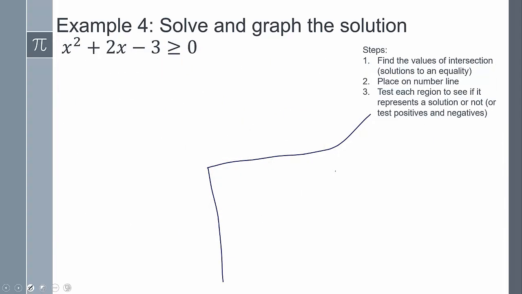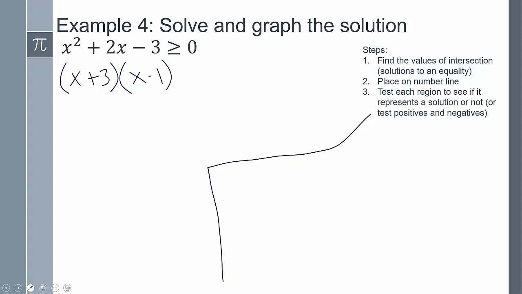But let's look at this one right here. Let's solve and graph the solution to this inequality. First thing we want to do is find where they intersect. And if you notice, we are comparing it to 0. To find where they intersect, it's quadratic, because it's x squared. The way that we can solve a quadratic equation is either through factoring or through the quadratic formula. Well, the factors of 3 that add to 2, so that's how I'm going to get x plus 3 and x minus 1.